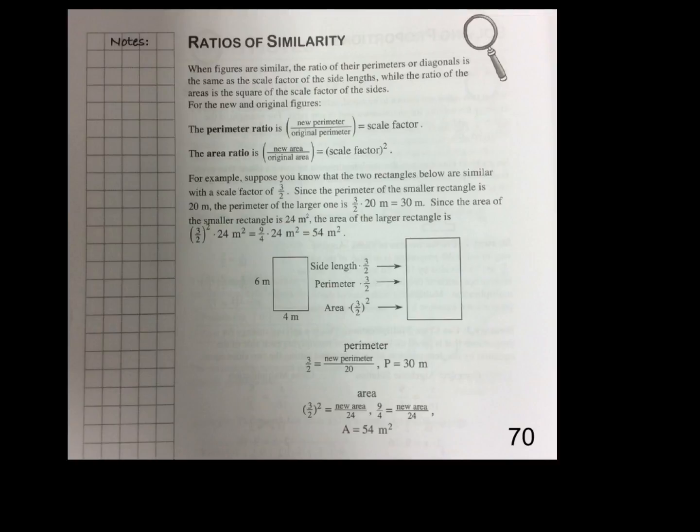and we're going to take a look at this toolkit entry. When figures are similar, the ratio of their perimeters or diagonals is the same scale factor as the side length, while the ratio of their areas is the square of the scale factor of the sides. So let's highlight that.